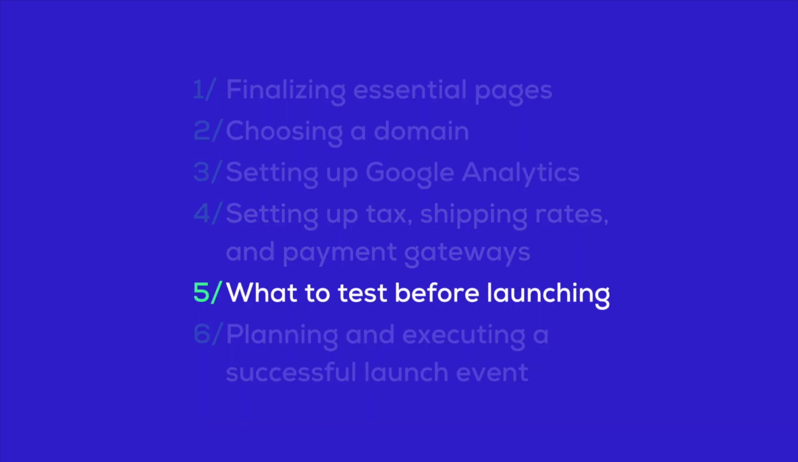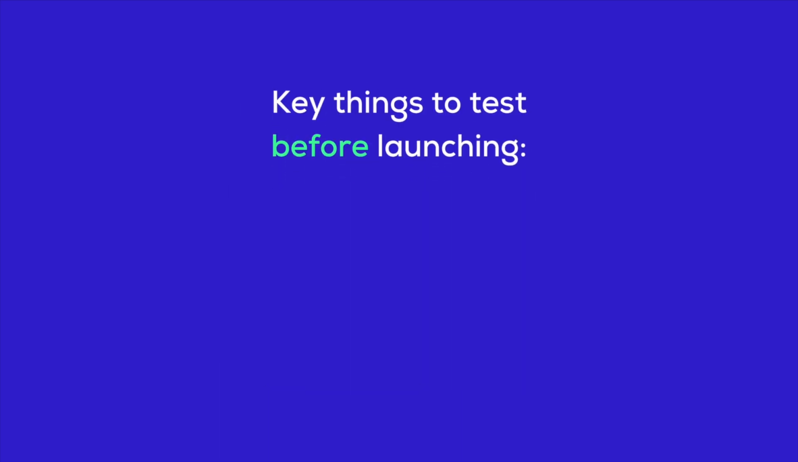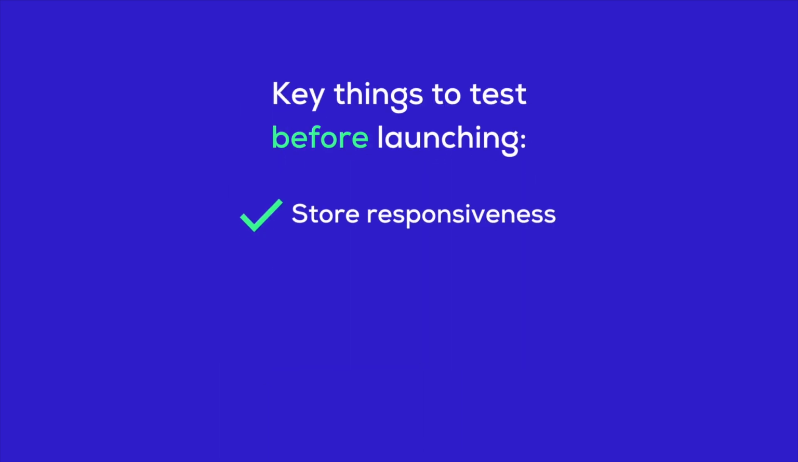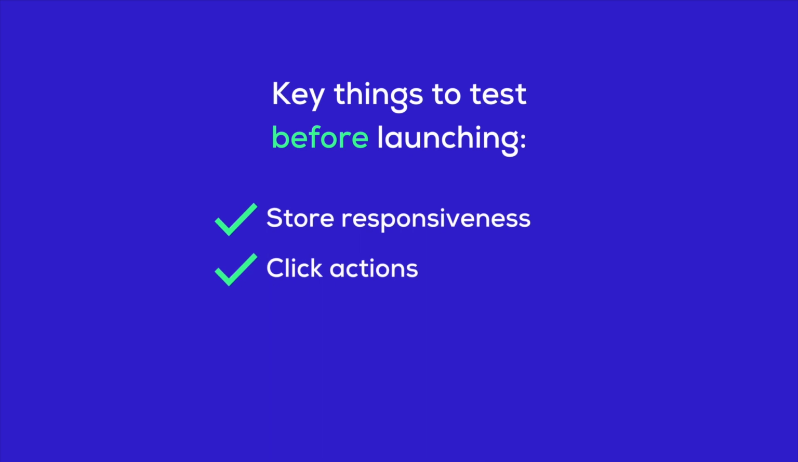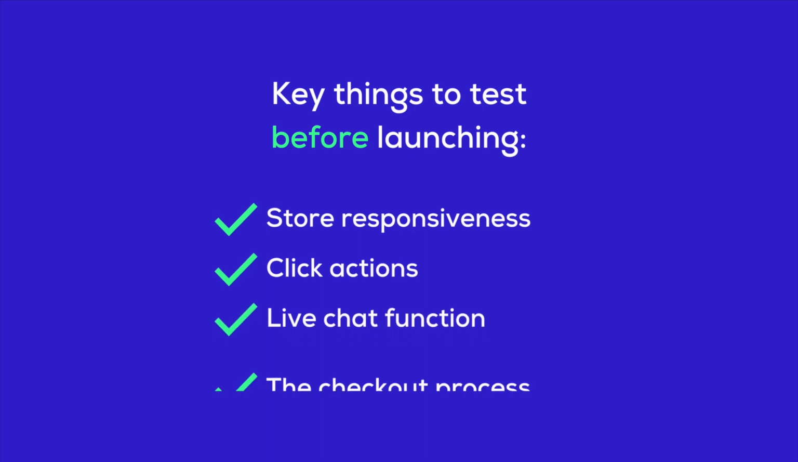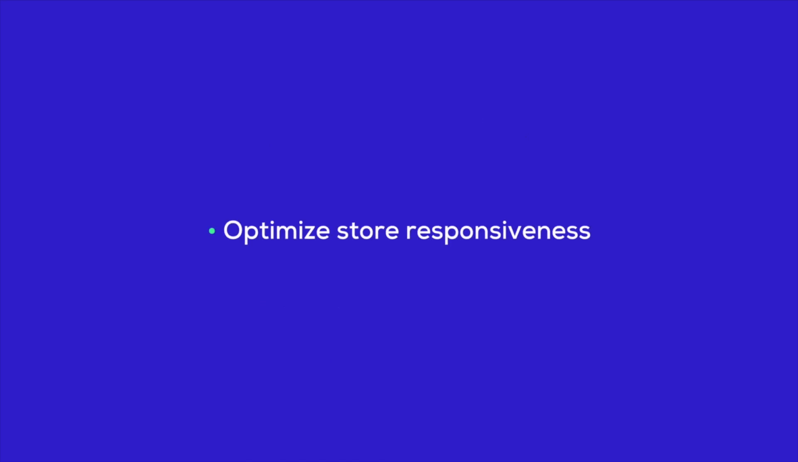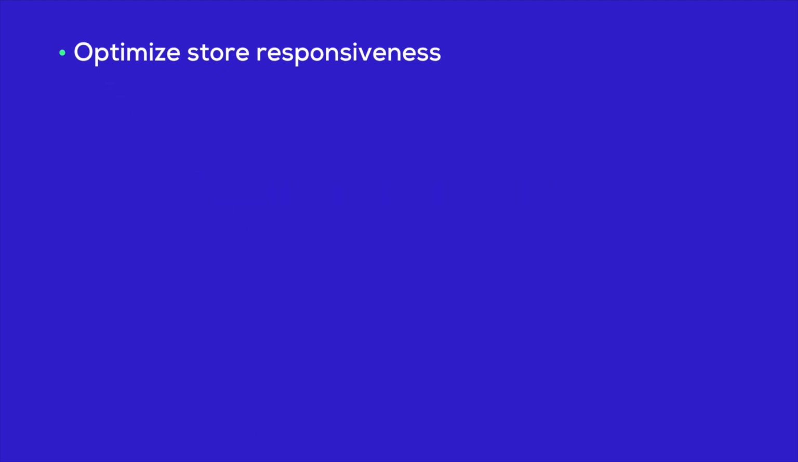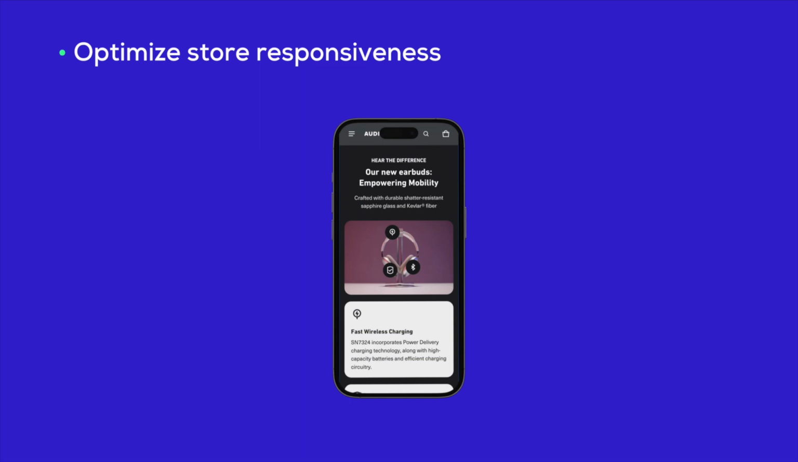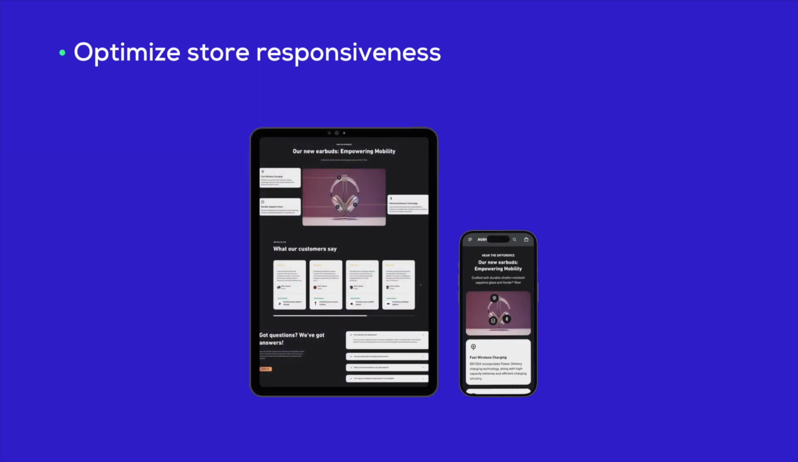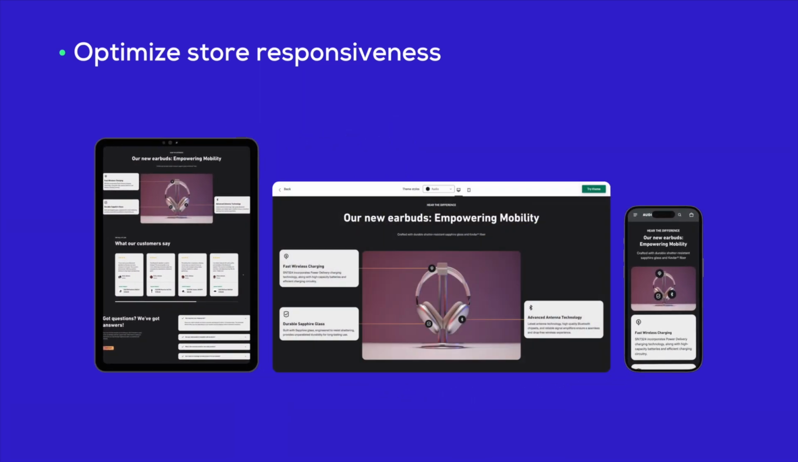Now, let's test things before launching. There are 4 key things you must test. Your store's responsiveness, the click action of all your buttons, the live chat function, the checkout process. Let's go through each of them one by one. First up, let's talk about optimizing your store's responsiveness to make sure it looks good on all devices. Phones, tablets, or desktops, your store should work well on all of them.